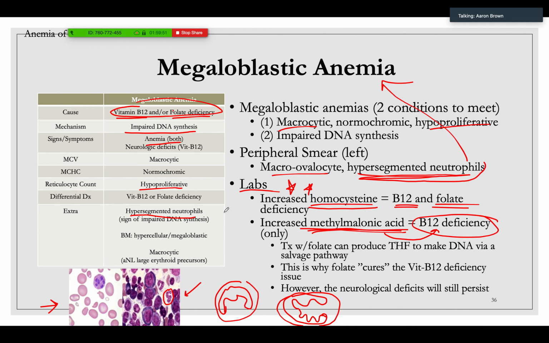I'm telling you, if you get a question on megaloblastic, I want this to be a slam dunk for you because it's very easy to tell the difference, and they love asking about this. They love seeing if you know that methylmalonic acid is only there for B12. They love checking if you know that. And if you know that, that's going to be another point towards you doing really well in your STEP exam.